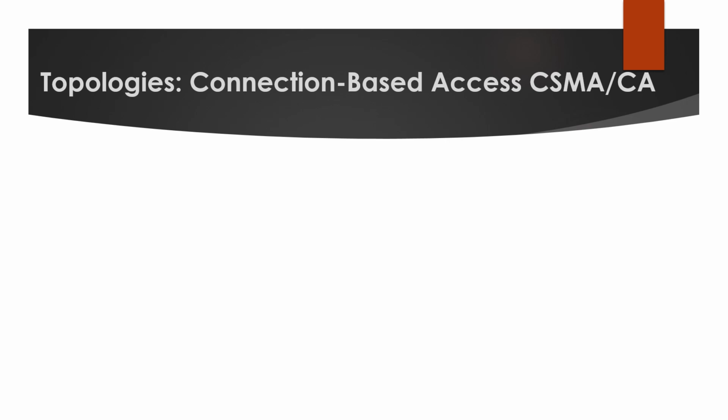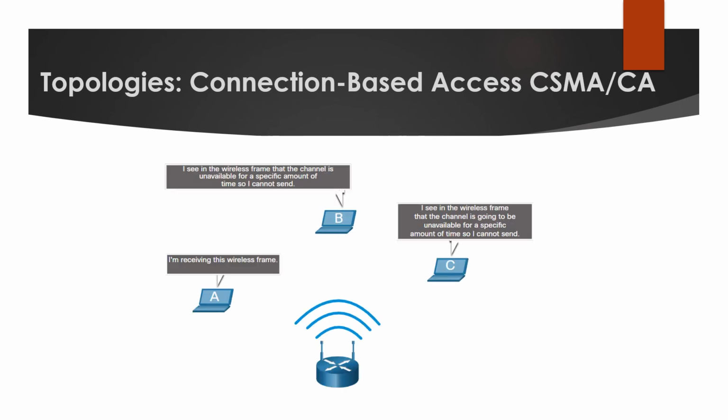All the other devices receive this information and know for how long the medium will be unavailable. As shown in this figure, if host A is receiving a wireless frame from the access point, host B and C will also see the frame and how long the medium will be unavailable. After the wireless device sends the frame, the receiver returns an acknowledgement so that the senders know that the frame arrived.